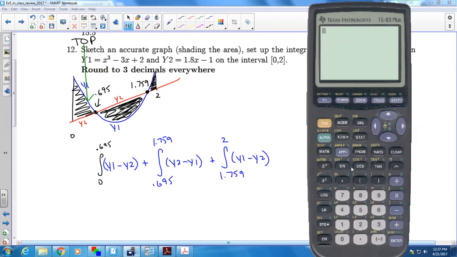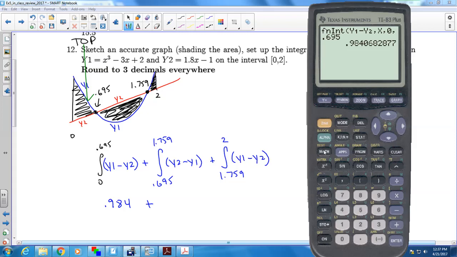So back on your home screen, you can go to math, number 9. I'm going to go to vars, y-vars, function y1, minus vars, y-vars, function y2, comma x, from 0 to 0.695. And I get 0.984.